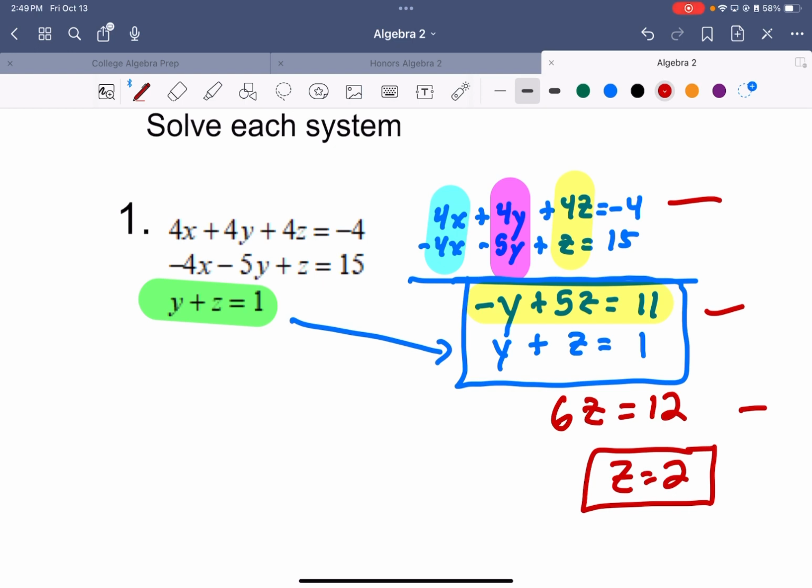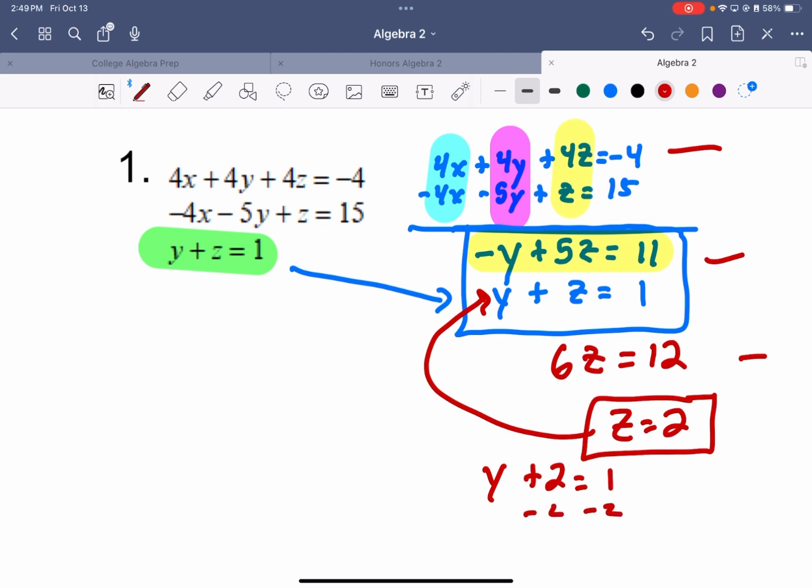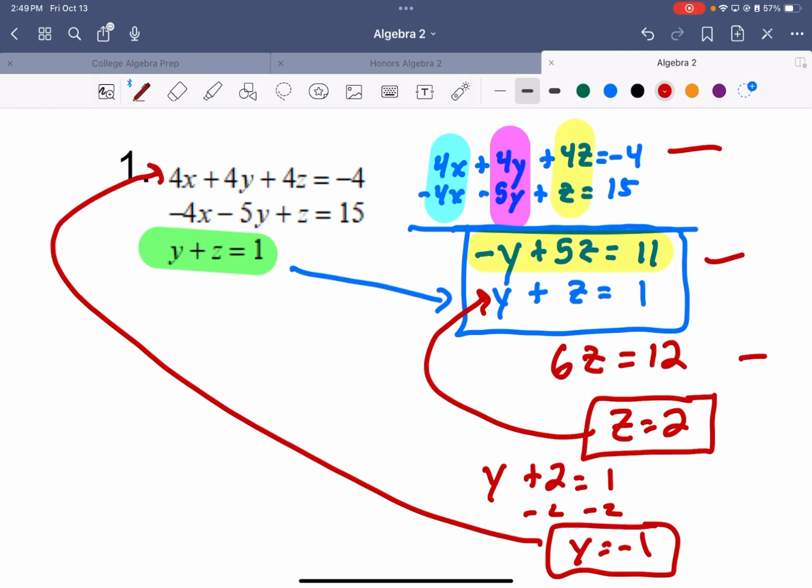So now that I know the z value, I can plug that into that equation. So y plus 2 equals 1. Subtract 2. Y equals negative 1. There's my y value. Now I know my y and I know my z. Because I know my y and my z, I can plug them into either of those two equations. I don't want to deal with the negative 4x. I just want to deal with the 4x. So I'm going to go ahead and plug it into this top equation.